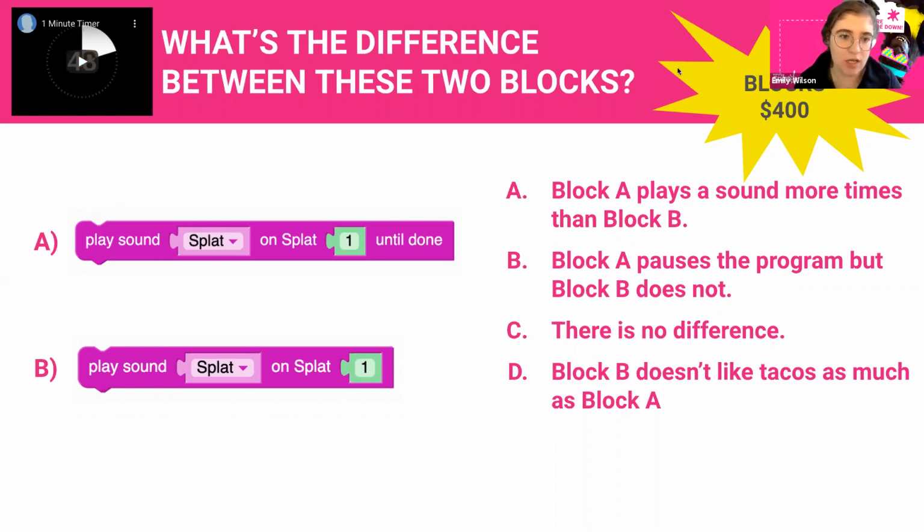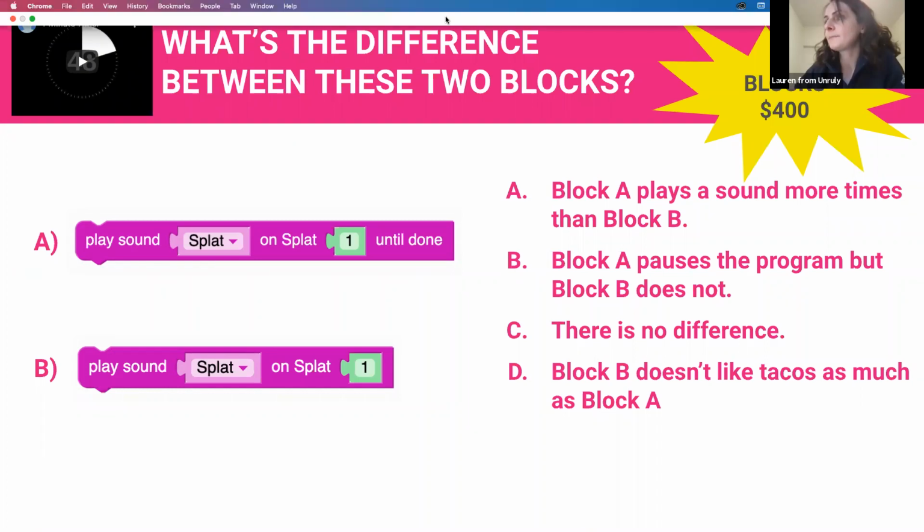All right. So this one is, what's the difference between these two blocks? Option A is block A plays a sound more times than block B. Option B, block A pauses the program, but block B does not. C, there is no difference. D, block B doesn't like tacos as much as block A. All right, so I'm going to launch a poll.